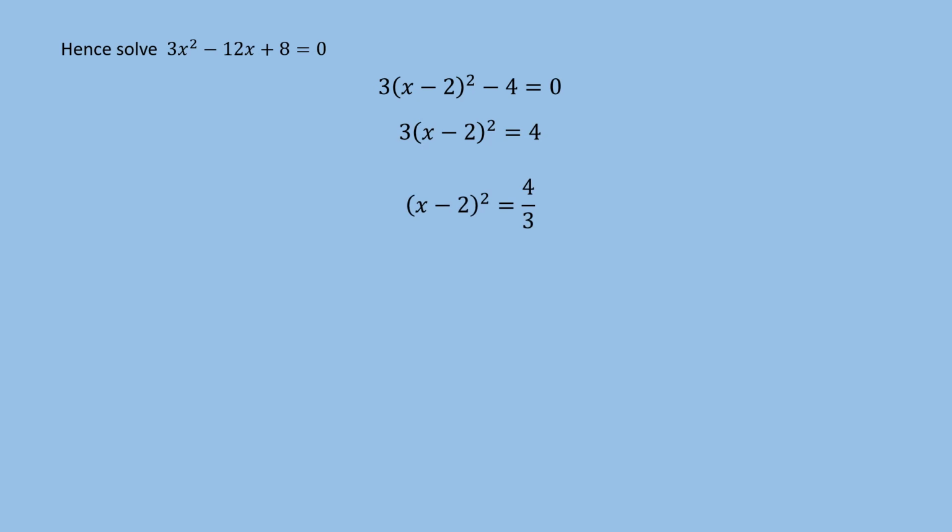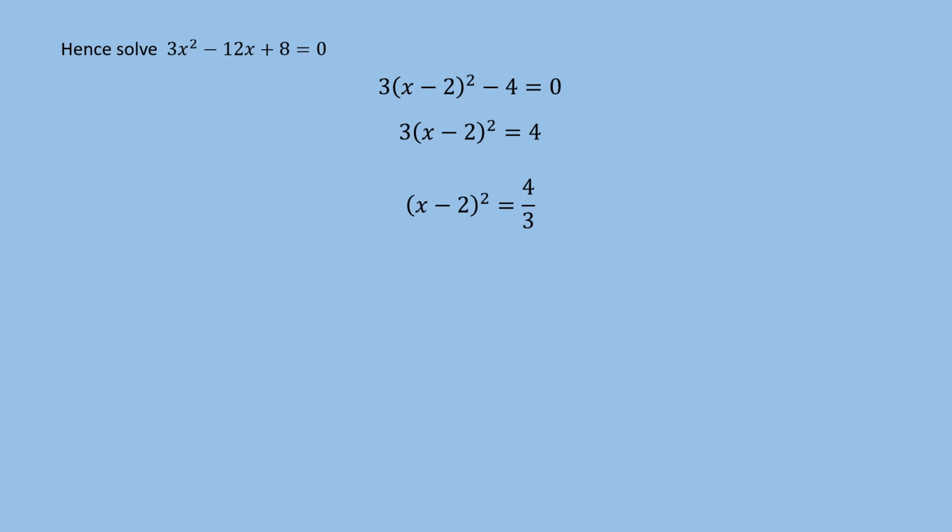Hence, or otherwise, solve 3x squared minus 12x plus 8 equals 0, and give your solutions correct to three significant figures. So we can write this one as 3(x minus 2) squared minus 4 equals 0. 3(x minus 2) squared equals 4. (x minus 2) squared equals 4 divided by 3.